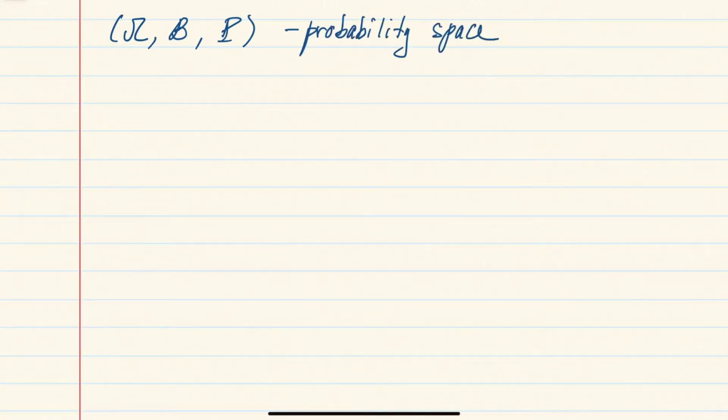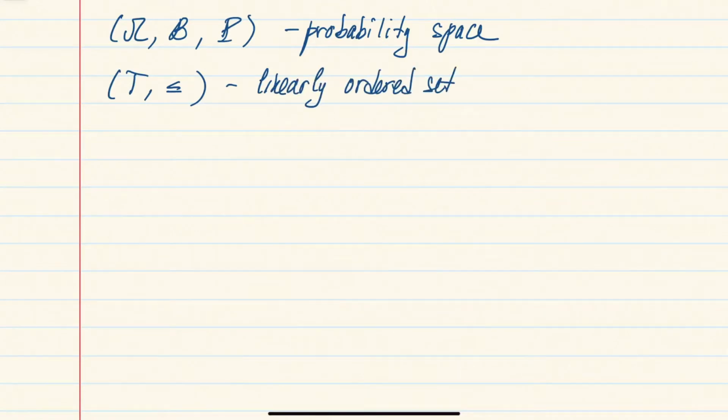So we consider some probability space omega with sigma algebra B and some probability measure P. And we'll also have an index set that will index our martingale. So this will be a linearly ordered set. So the set will be T with a linear order, which typically will be a subset of the real line.